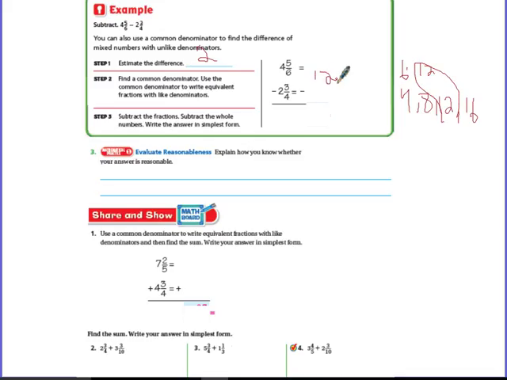So 6 times what gets me to 12? 6 times 2. So 5 times 2 is 10. And 4 times what gets me to 12? That's 3. So 3 times 3 is 9. 10 twelfths take away 9 twelfths equals 1/12. And this time I didn't subtract my whole numbers, so if I subtract my whole numbers, 4 take away 2 is 2 whole. My answer is 2 1/12. Is that reasonable? Yes, because 2 1/12 is close to 2.